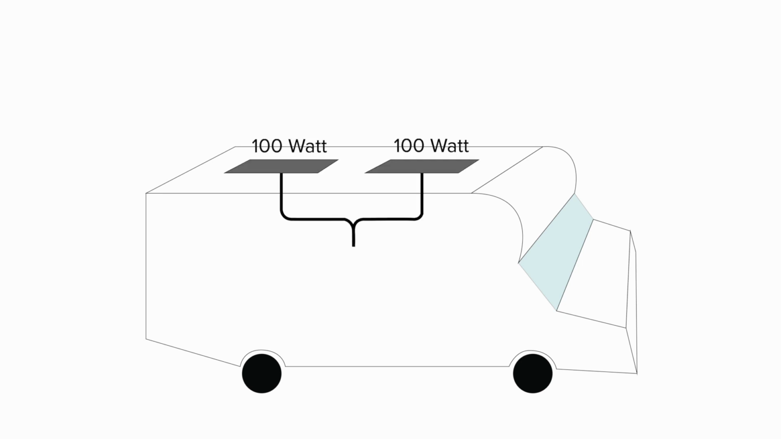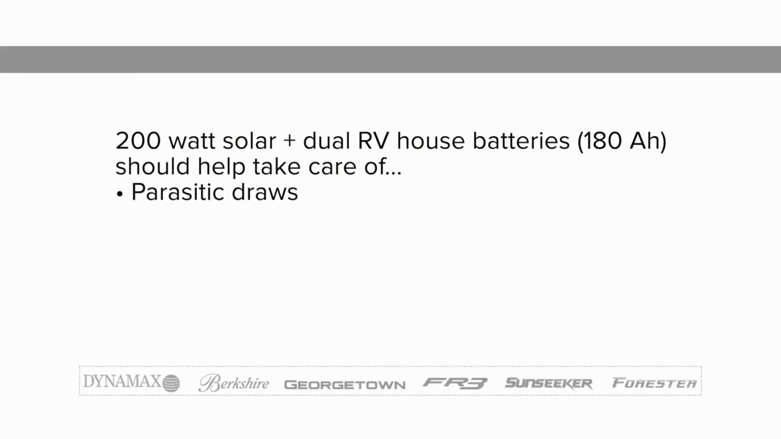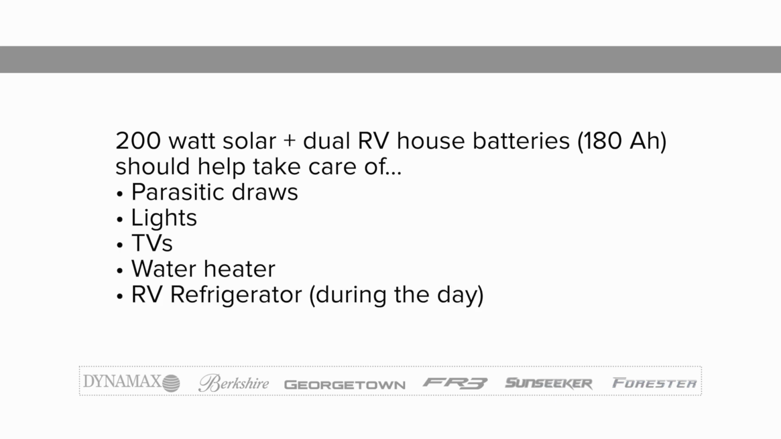So for this example, let's take a basic 200 watt solar setup with dual RV house batteries, totaling around 180 amp hours on a partly sunny day. In the best case scenario, a setup like this would be perfect to take care of the parasitic draws, lights, TVs, water heater, and an RV refrigerator during the day.